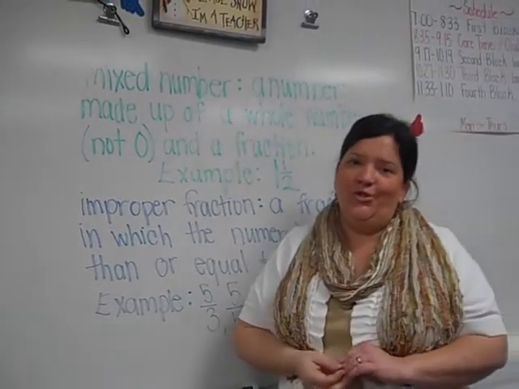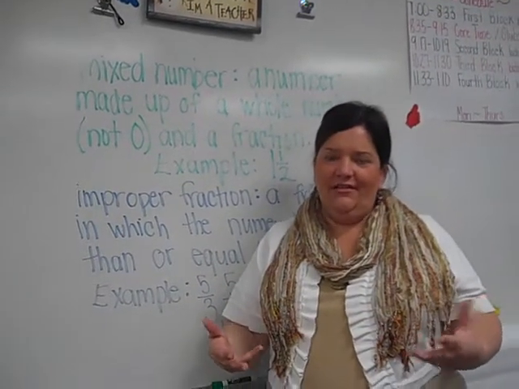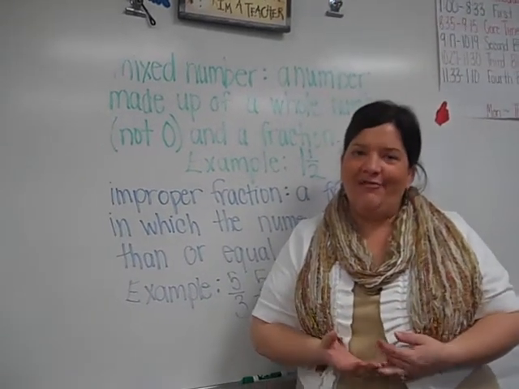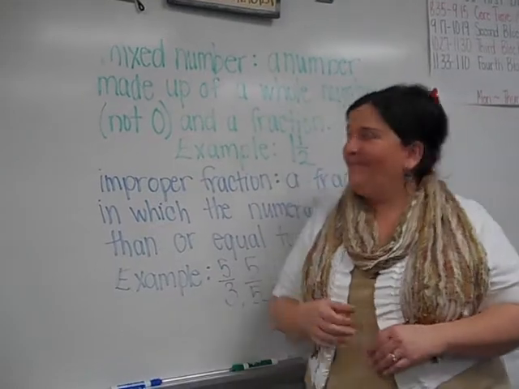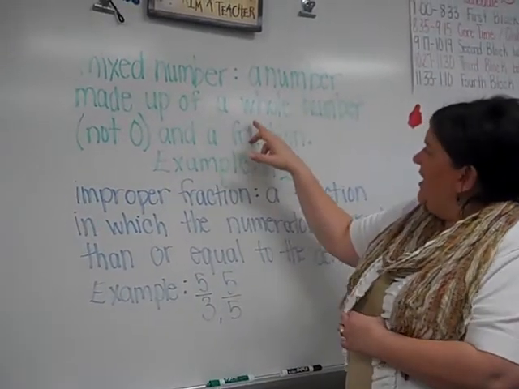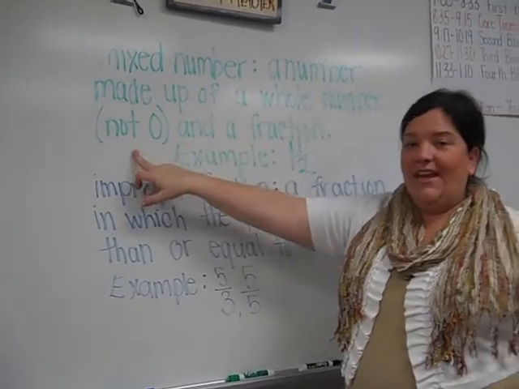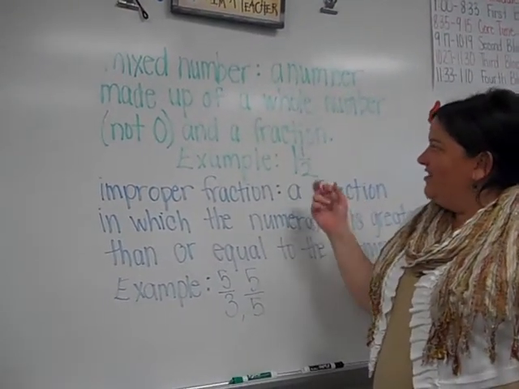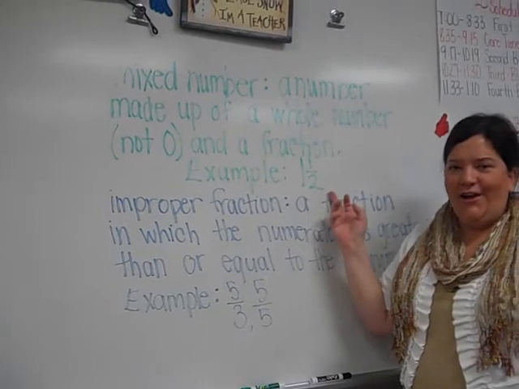Sometimes it's referred to as a mixed fraction, which includes a whole number and a fraction. But the most common phrase is mixed number. A number that's made up of a whole number, it cannot be 0, and a fraction. So our example is 1 1/2.